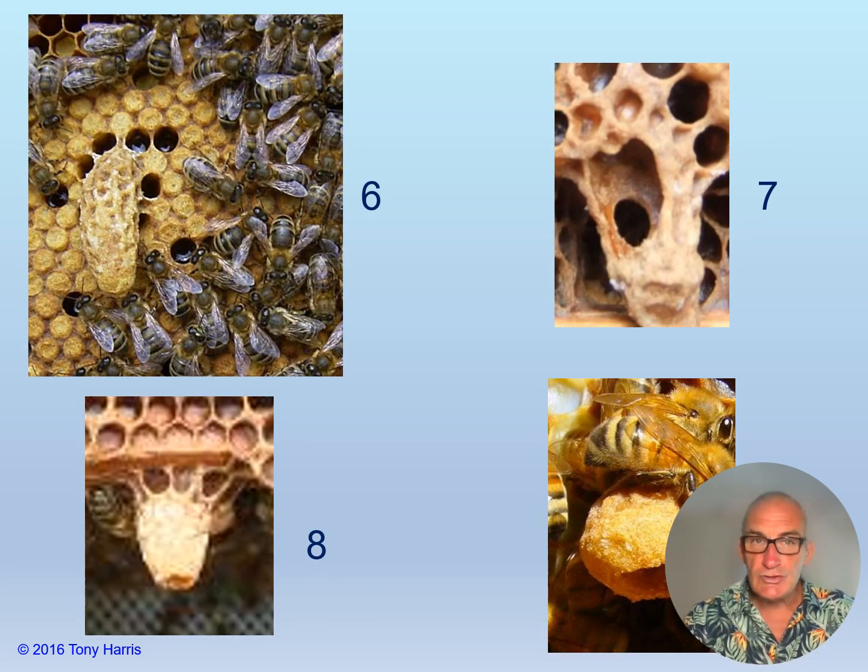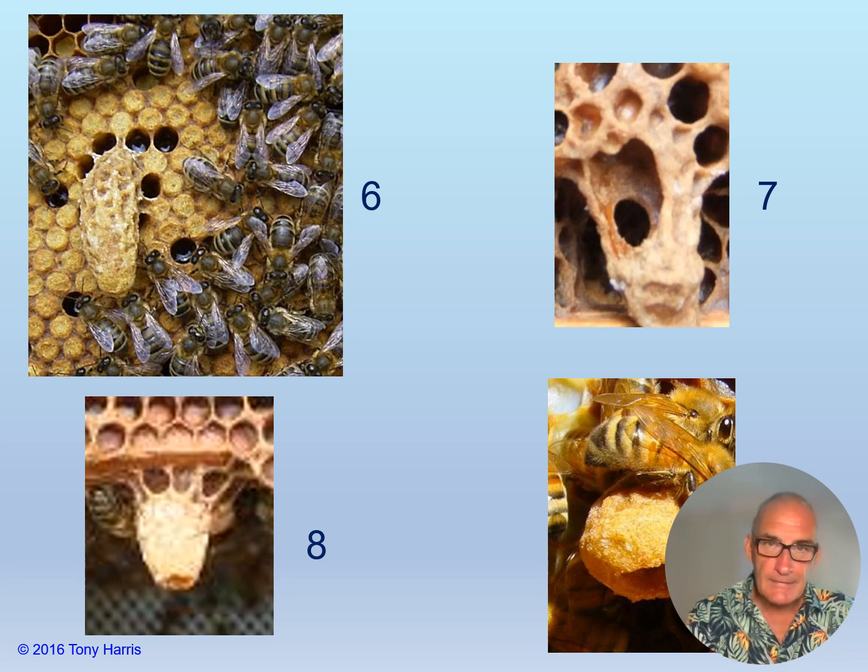Number 6 is a supersedure queen cell. The bees are replacing the queen, and with supersedure cells there's normally between 1 and 5 queen cells on the face of the comb.